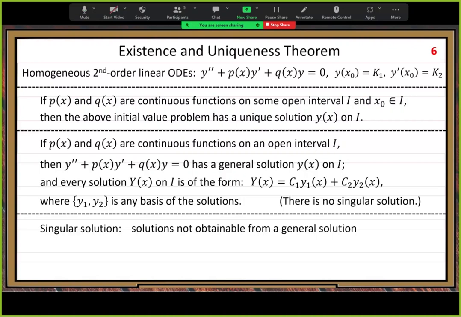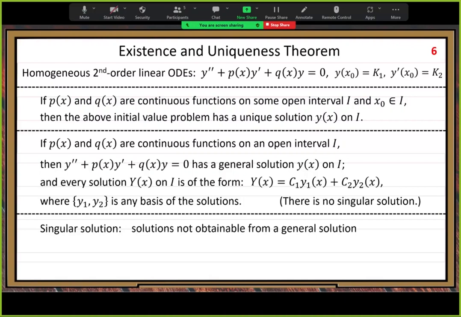Remember when we did that population example, the equation with AY minus BY squared? There is a singular solution, y equals 0. It cannot be represented by the general solution, so it's a singular solution. This tells us that for second order homogeneous ODE, there is no singular solution. How good it is. No singular solution, for this special case of second order homogeneous.